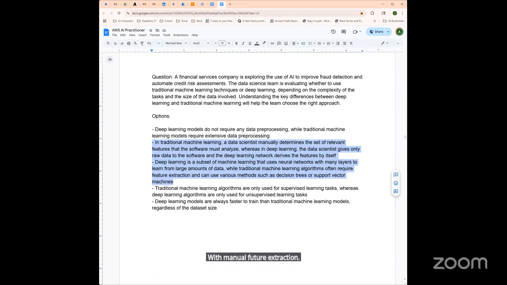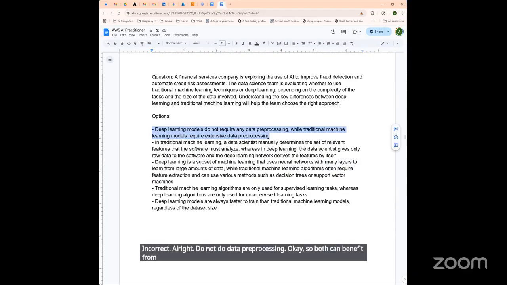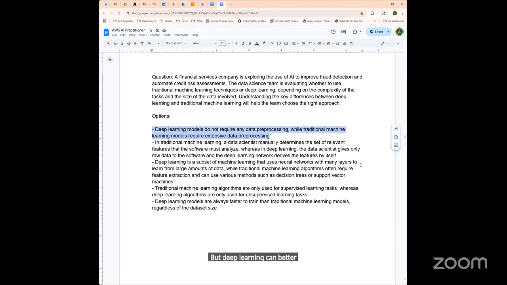All right. So why are the other ones incorrect? All right. Do not do data pre-processing. Okay. So both can benefit from pre-processing, but deep learning can better handle raw data.